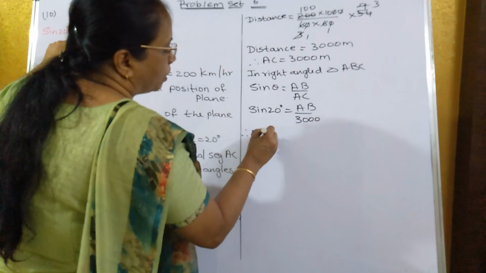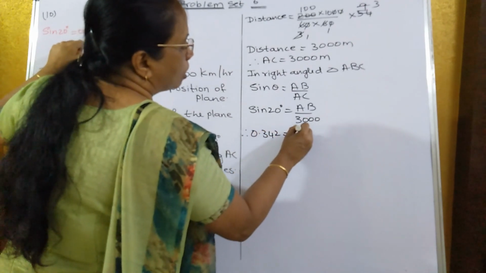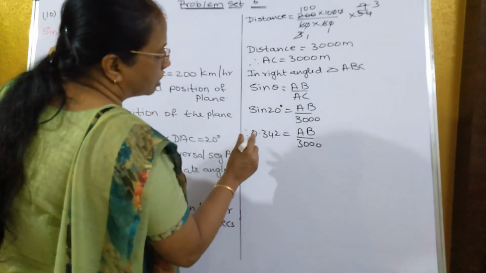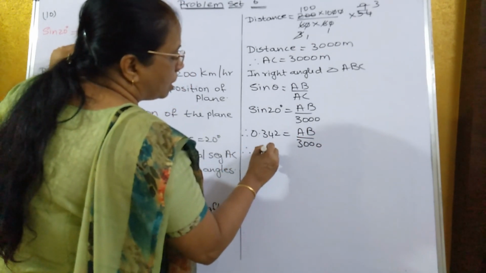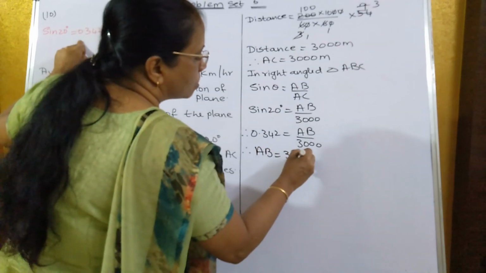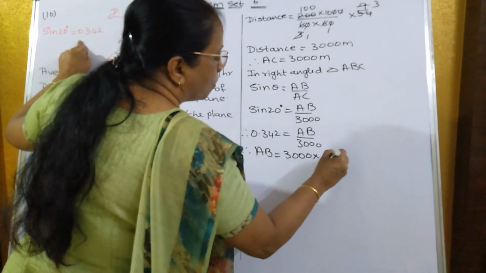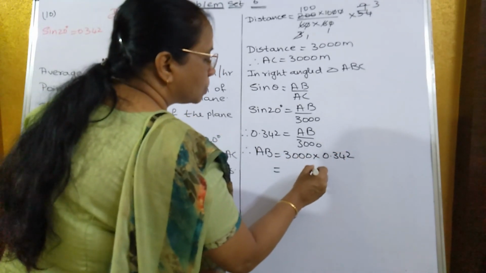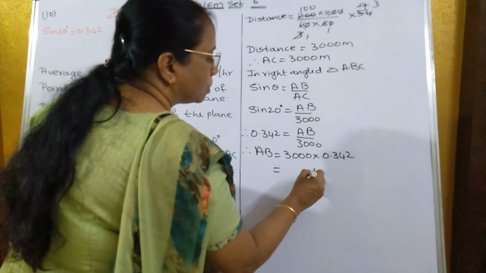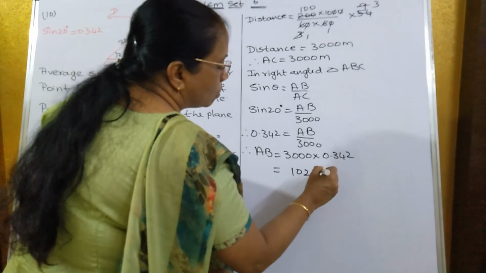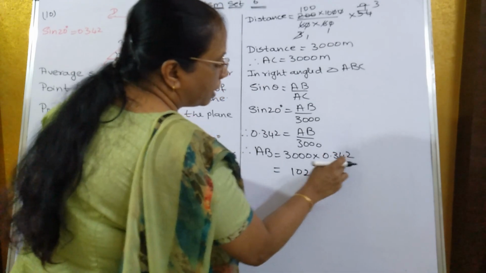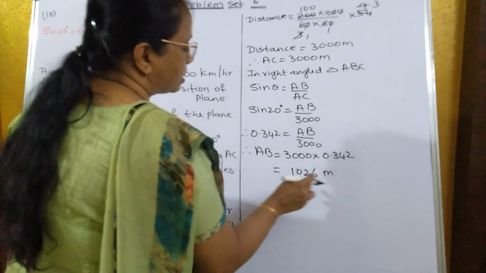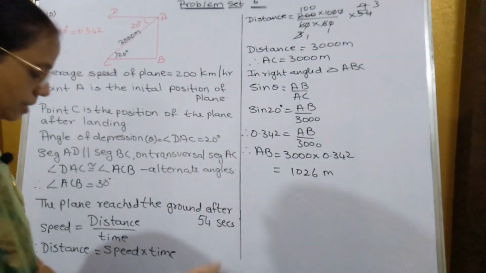Therefore 0.342 is equal to AB upon 3000. Now bring this 3000 over here. So AB is equal to 3000 into 0.342, which is equal to 1026 meters. Since there are three numbers after the decimal point, the zeros will go away. So AB is 1026 meters. So what is the answer?